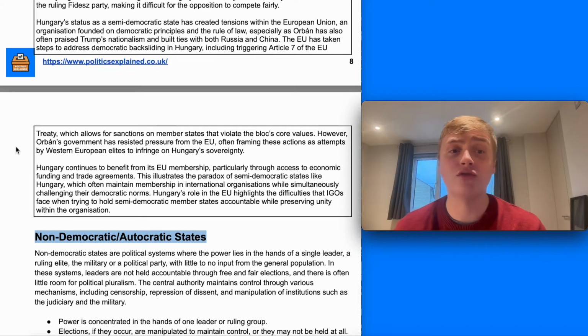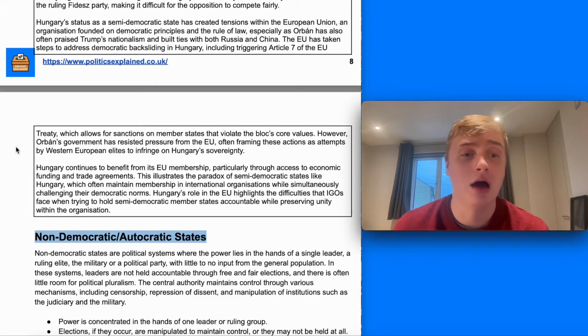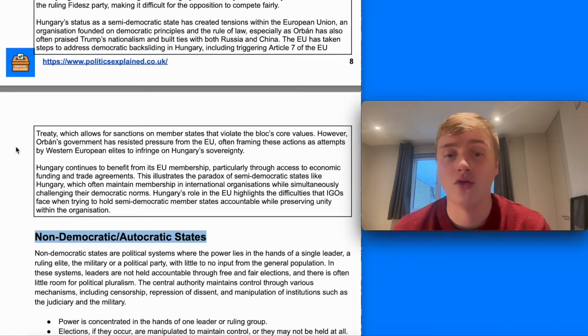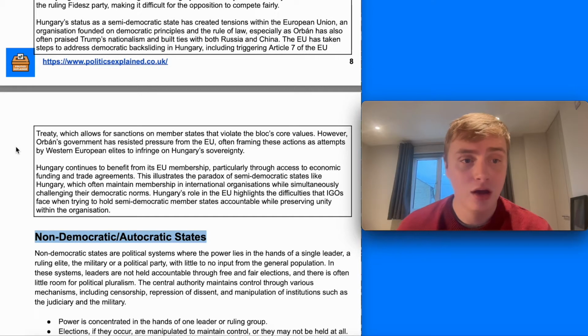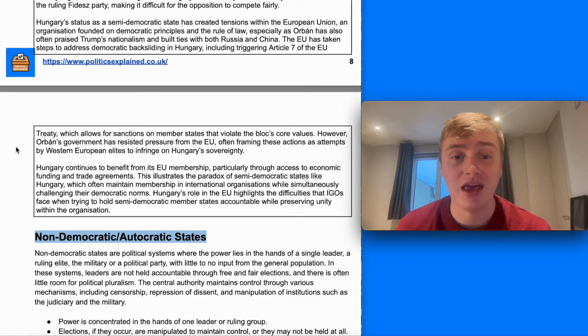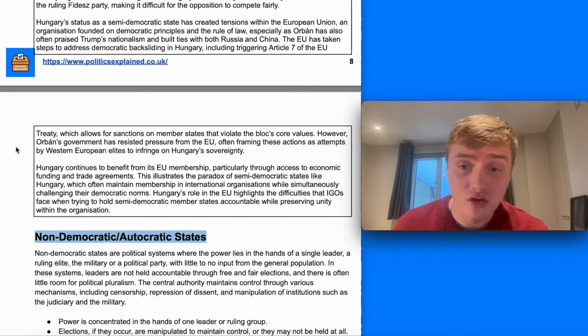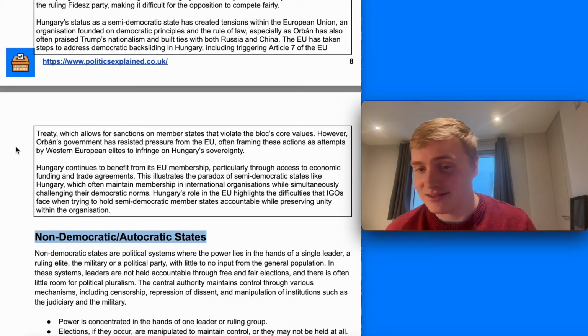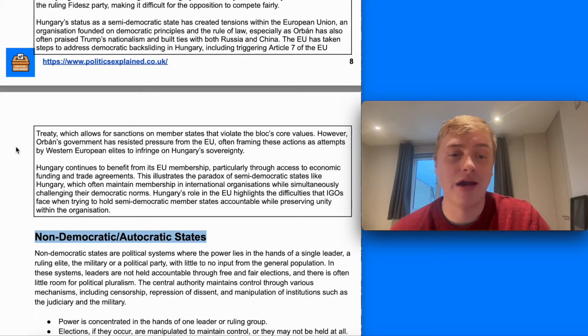The EU has taken steps to address the democratic backsliding, including sanctioning it, especially for its restrictions on the rule of law and judicial independence. But Orban's government has resisted pressure from the EU, and it's ultimately still a member of the EU and gets the economic benefits of being within it, through its economic funding, access to the single market and trade agreements.